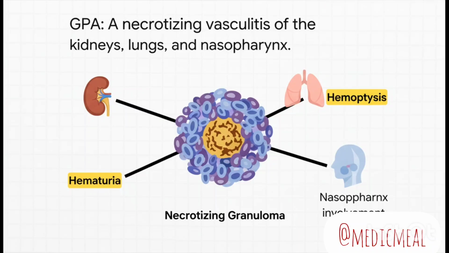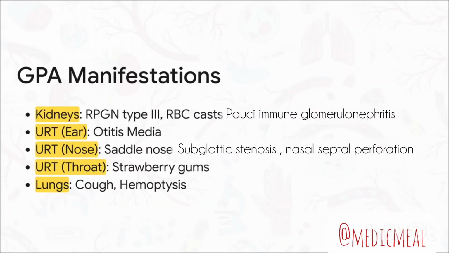The game-changing difference, though, is the presence of necrotizing granulomas. This vasculitis has a classic trifecta of targets: the kidneys, the lungs, and the nasopharynx. And here's a really important clinical pearl. Even though granulomas are a hallmark of the disease everywhere else, they are typically absent when you do a kidney biopsy. The manifestations of GPA are really extensive.